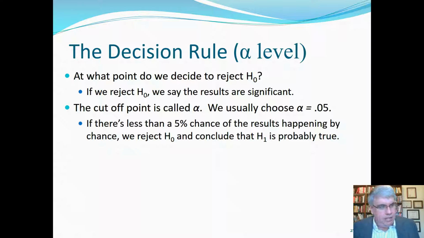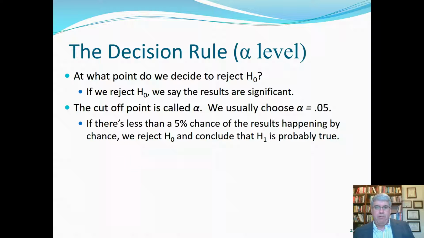Now, at what point do we decide to reject the null hypothesis? At what point do we say, ooh, this is too freaky, it couldn't happen by chance? Or at what point do we say, oh, this is really interesting, I should write home about this? We need to come up with some type of decision rule for rejecting the null hypothesis. And if we do reject the null hypothesis, we're going to use the term significant to describe the results.